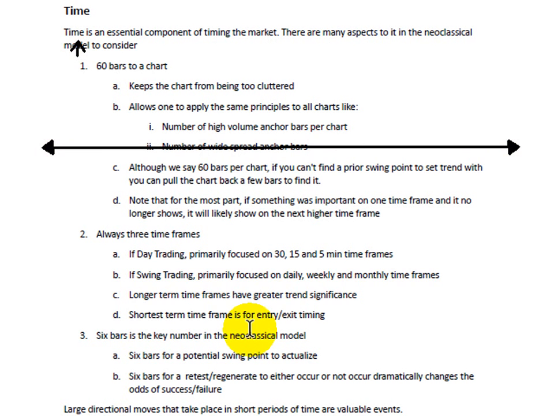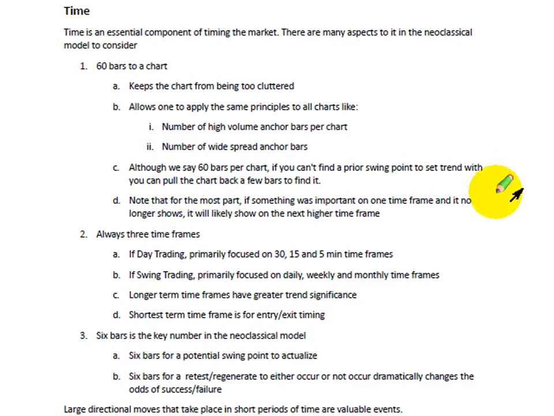Why do you want to have 60 bars? Well, the first reason is because 60 bars ends up being about the right amount of information. It's not too cluttered. The other thing is that you can apply the concepts, those concepts I've just been talking about, to all of the charts equally. They're all the same. There's no difference.